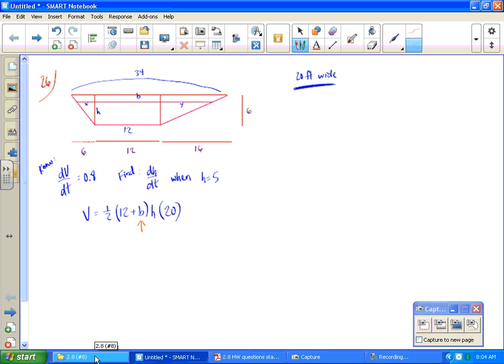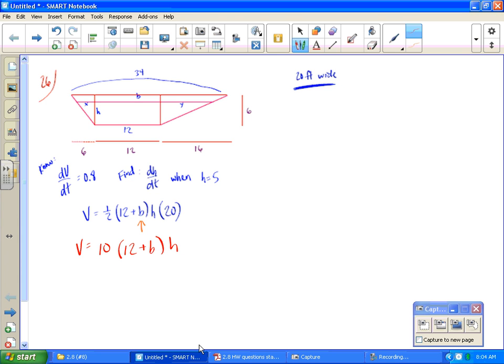Any other questions before we try to get rid of B? Let's clean this up one more step before we get crazy with this. So the 1/2 and the 20, I can just switch to a 10. Good. I'm not going to do too much cleaning here before we plug in. Okay, so this is our rule. We're going to try to find something for B. This seems kind of counterproductive, but it's going to end up working out in the end, so just deal with it, I guess.